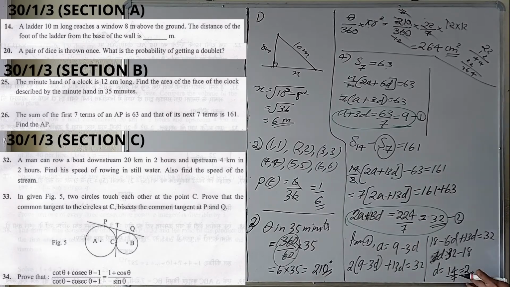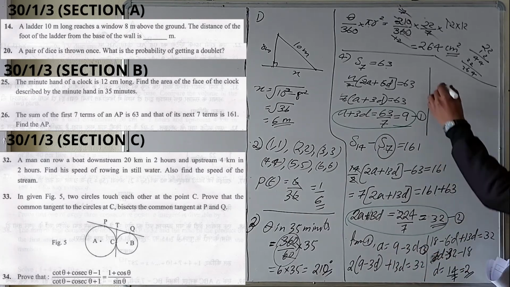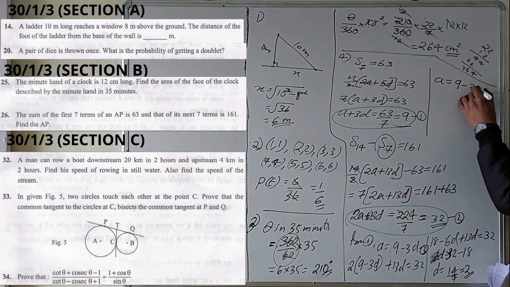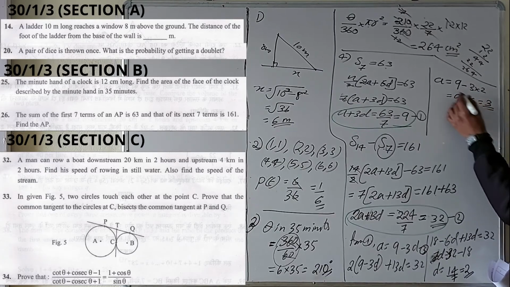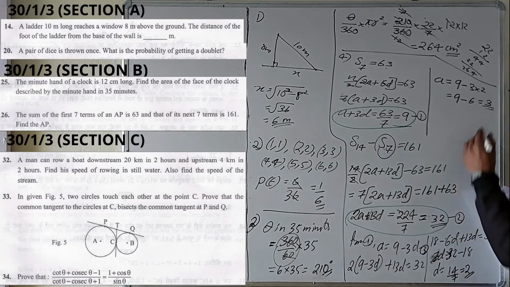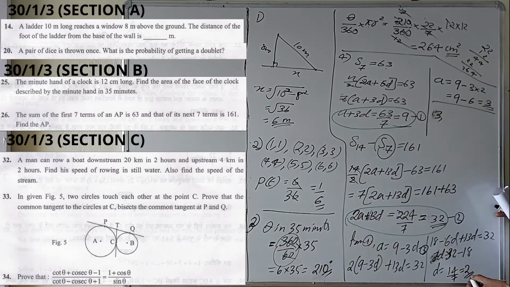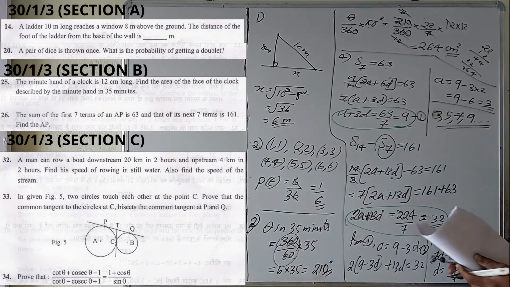Then substitute this value of d here, in equation number 3. We will get a is equal to 9 minus 3 into 2. That is 9 minus 6, which is equal to 3. So a is equal to 3 and d is equal to 2. What is the question? Question is find the AP. So first term is a, that is 3. Then common difference is 2. So next term will be 5. Then 5 plus 2 is 7, 7 plus 2 is 9, etc. The AP is 3, 5, 7, 9.